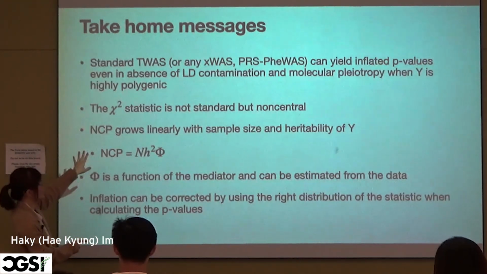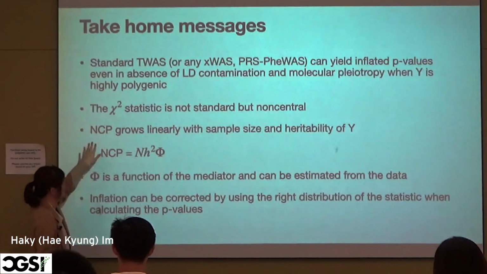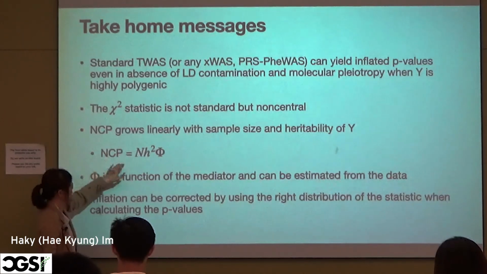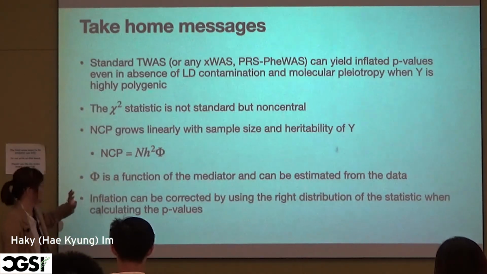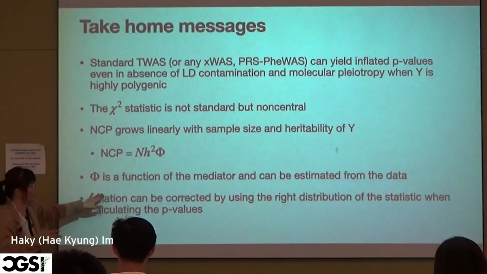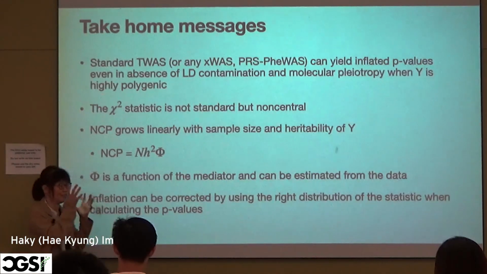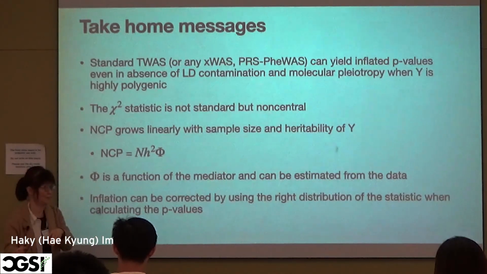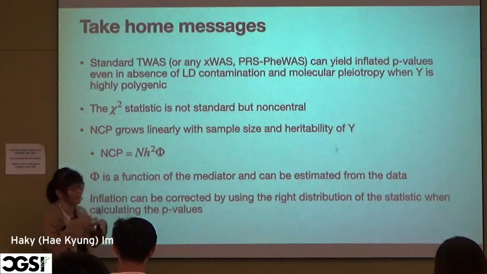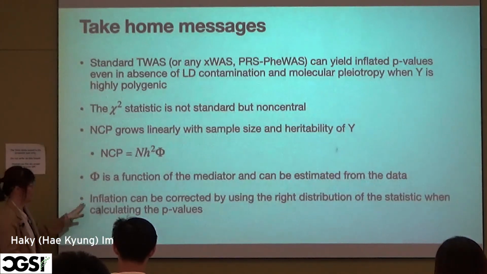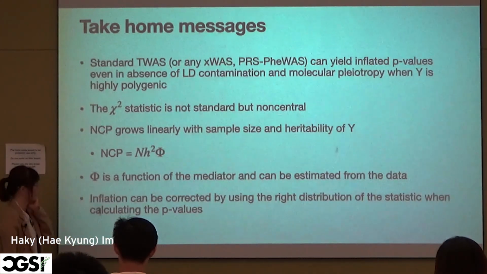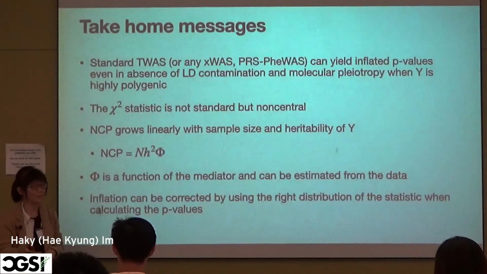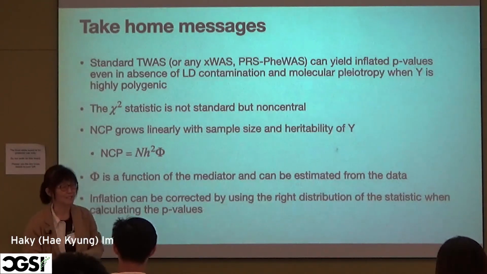So the chi-square statistic you get is non-central, but the non-centrality parameter can be estimated. Also, this slope is a function of the gene or the feature rather than the phenotype. So you can estimate and pre-compute it, and that's what we are doing, and share it with our users so that they can correct the inflation. Okay, I will stop here.